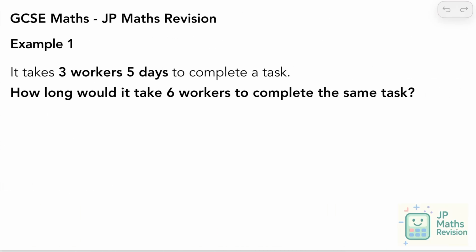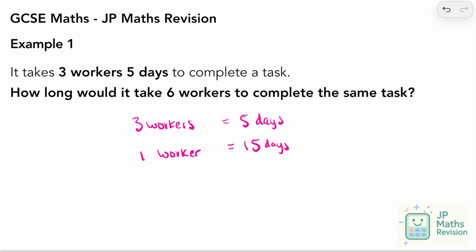Here's an example. It takes 3 workers 5 days to complete a task. How long would it take 6 workers to complete the same task? So if I say it takes 3 workers 5 days, we might want to know how long it takes 1 worker. So 1 worker is actually going to take 3 times as long as 3 workers because it's going to be 3 times as much work because that worker doesn't have as much help. So it's going to take 1 worker 15 days because 5 times 3 is 15. So if I only had 1 worker, it would take 15 days.